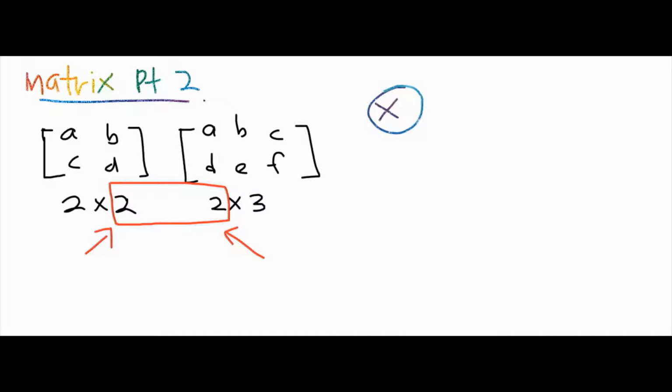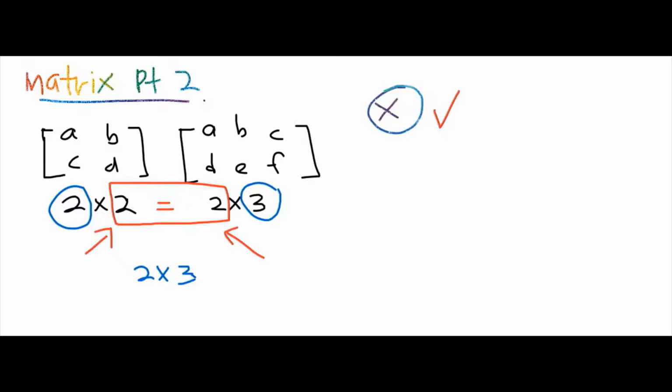If they are the same, you can do multiplication, and the size of the answer matrix will be 2 by 3, because the answer will be the remaining values of the sizes of the matrices. Weird as it seems, but it is actually how it works.